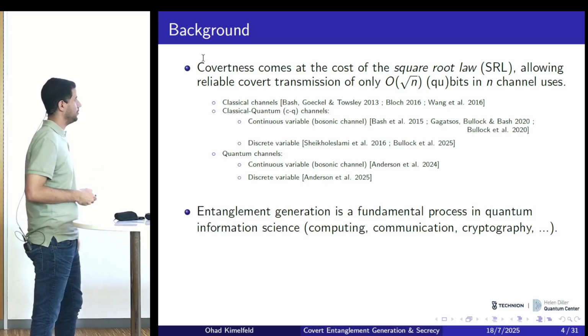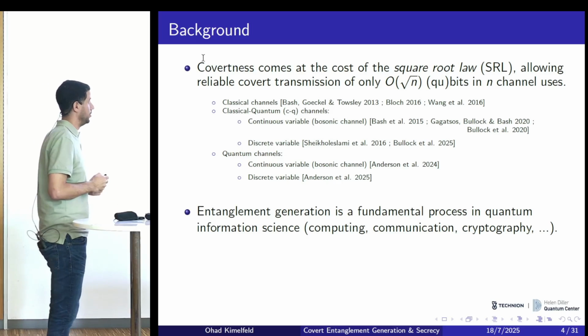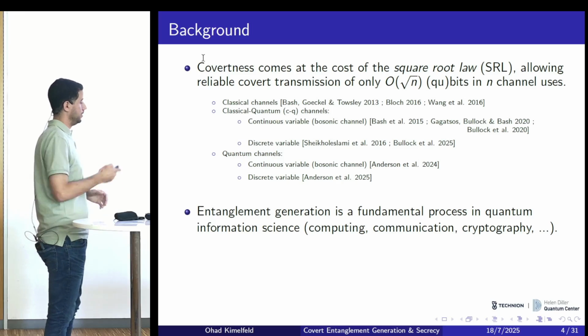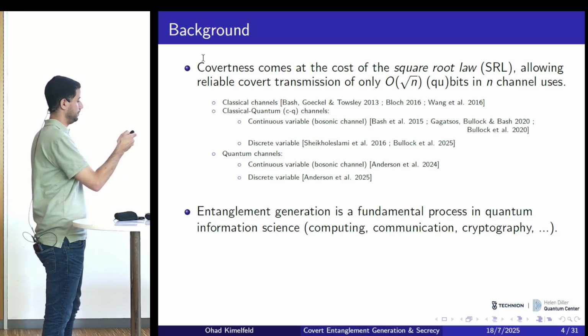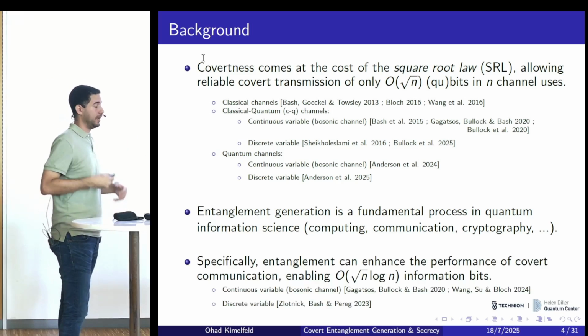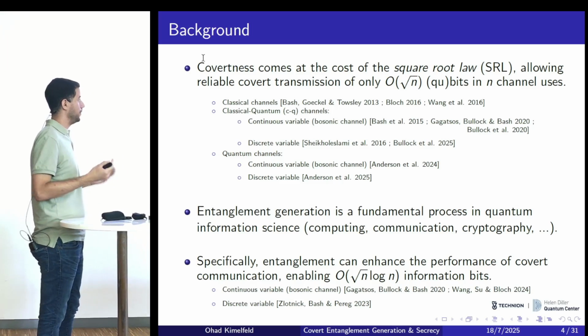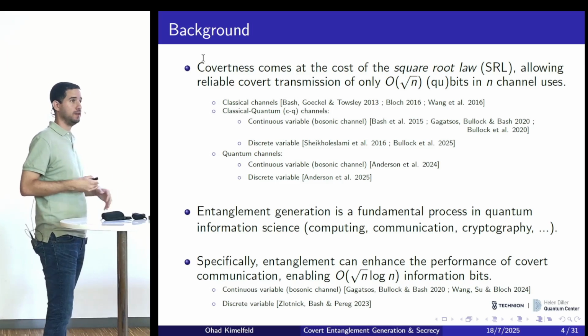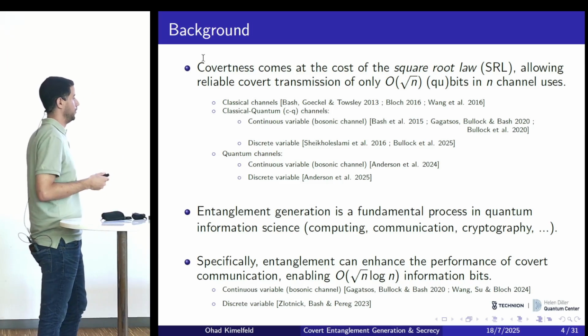So, entanglement generation, as you may all know, is a fundamental process in quantum information science. And it turns out that, specifically, entanglement can enhance or boost the performance of covert communication, enabling the order of square root of n times log n information bits.